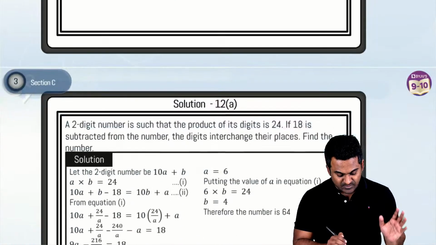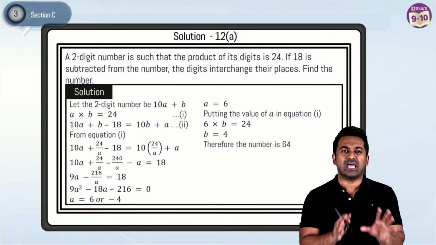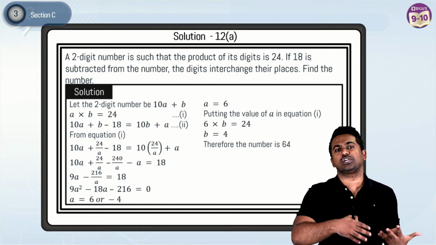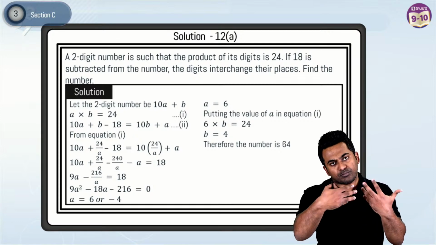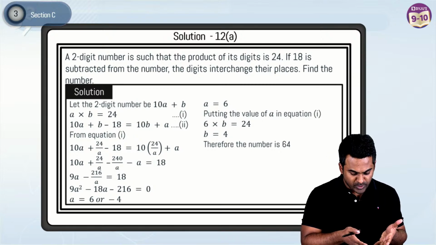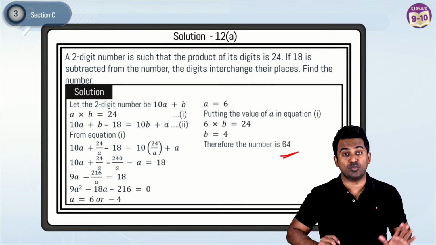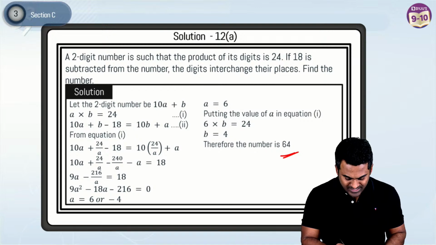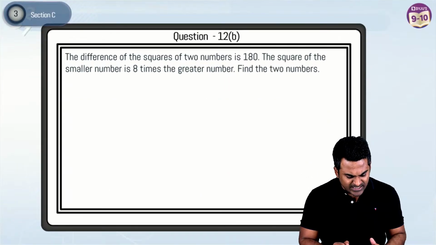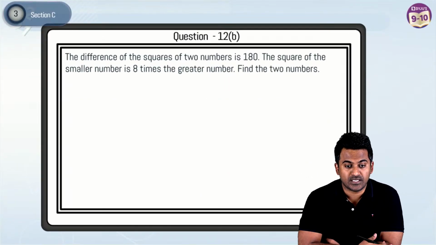But in questions like this, make sure you write the steps nice and clean so that the logical conclusion of one step promotes the other step. So this is how you should be doing it, and the number here is going to be 64. So again, a problem on the easier side. Next question.